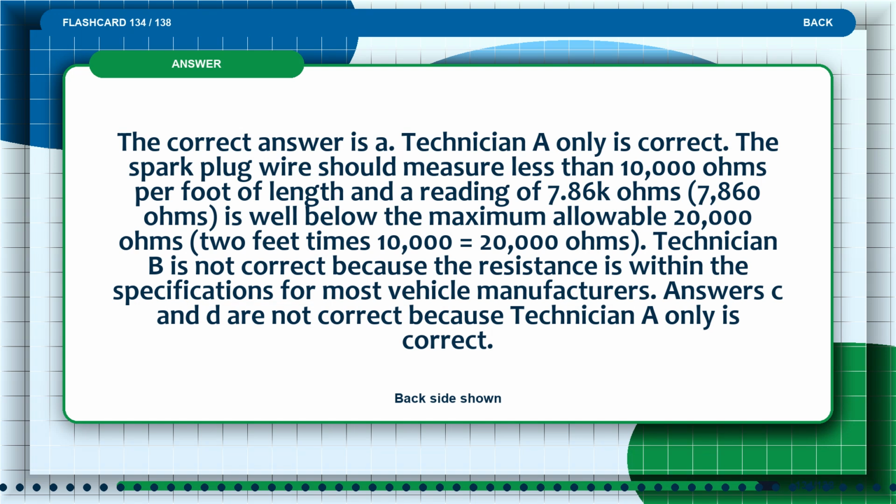The correct answer is A. Technician A only is correct. The spark plug wire should measure less than 10,000 ohms per foot of length, and a reading of 7.86 k ohms, 7,860 ohms, is well below the maximum allowable 20,000 ohms. 2 feet times 10,000 equals 20,000 ohms. Technician B is not correct because the resistance is within the specifications for most vehicle manufacturers. Answers C and D are not correct because technician A only is correct.